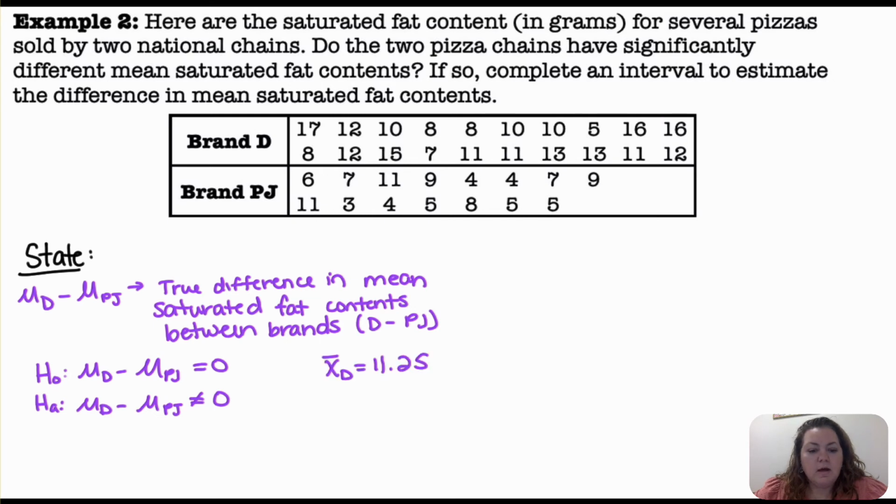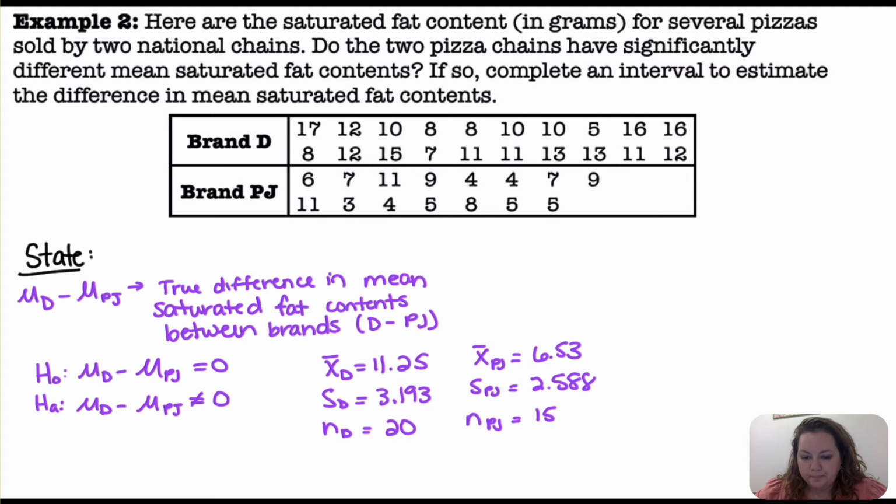Okay. I am going to go ahead and put the mean, the standard deviation, and the sample size for my 2 samples. To get those, I went to stat edit and entered all of brand D into list 1. I went to list 2 and entered all of PJ's values there. Then I did stat test, 2-sample t-test, and I chose data from list 1 and list 2, and I got all of the sample statistics. I also got my degrees of freedom, which was 32.757.